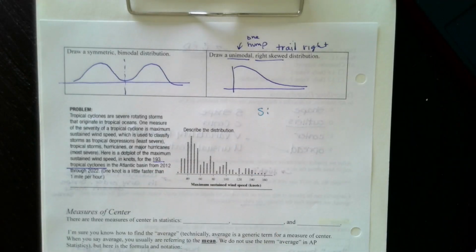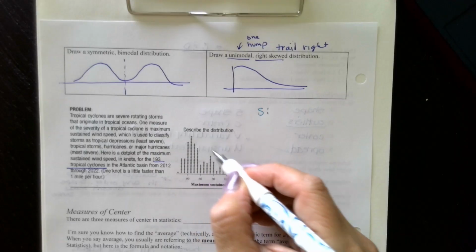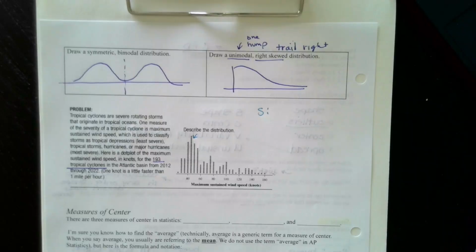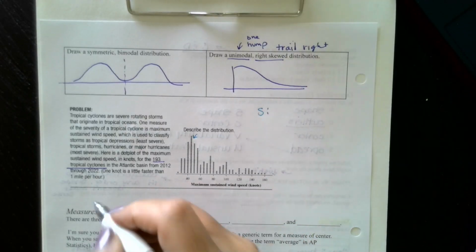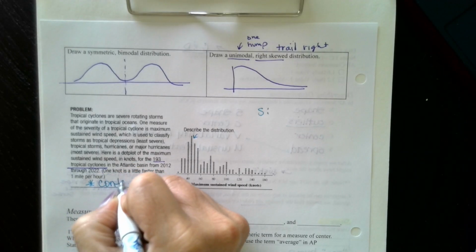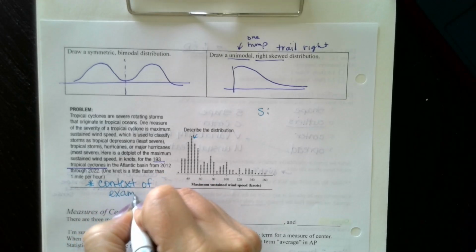So if I look at the shape of this, what's happening is this is definitely skewed right. I have a tail that's going off in this direction. I also have one major peak right here. So I am going to write this, and what's really important, in fact, I'm going to make a note here: we have to use the context of the example or the problem.